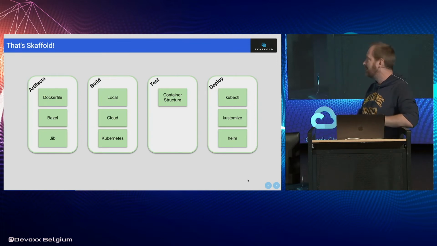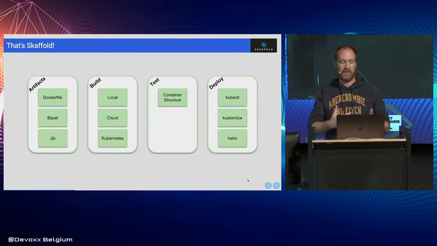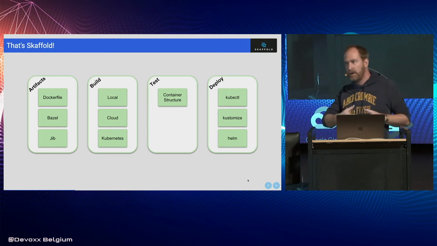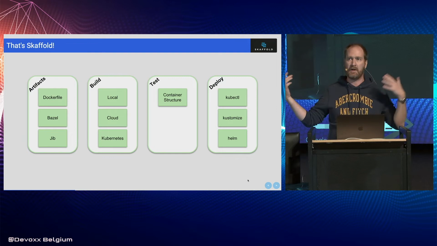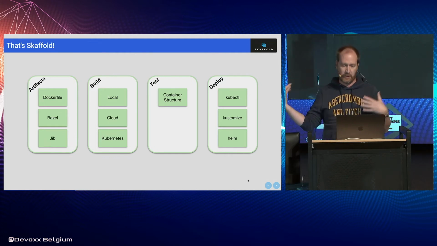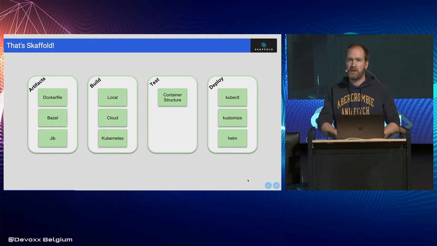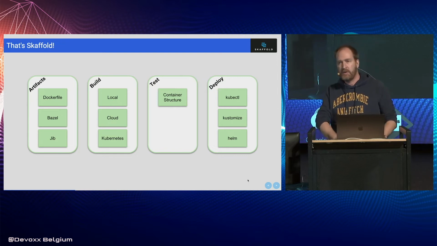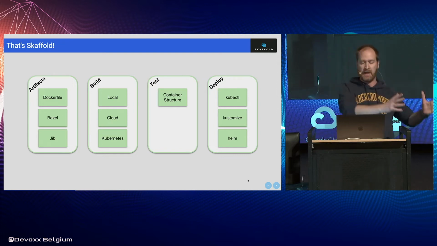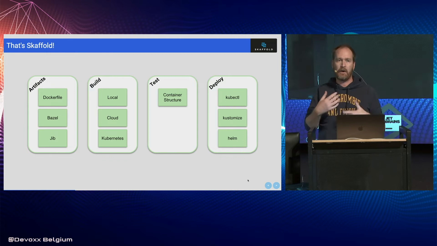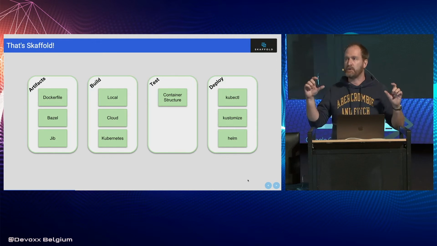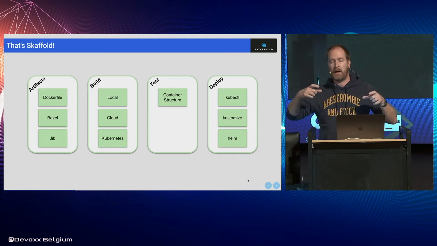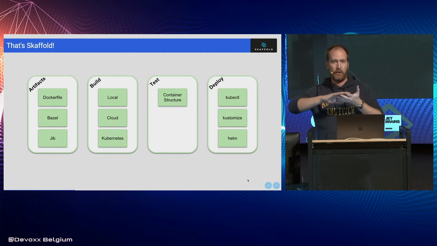So that's Skaffold. It can build your microservices based on Dockerfiles, but it also supports other tools to build your images, like Bazel and Jib, which are two tools I'm going to talk about. You can build locally on your machine using your local Docker, or you can build on the cloud, or you can build on any Kubernetes cluster. It's just a matter of configuring your Skaffold YAML. It can also run a few tests. Currently, we only support what we call structure tests, which are meant to test the structure of your images.